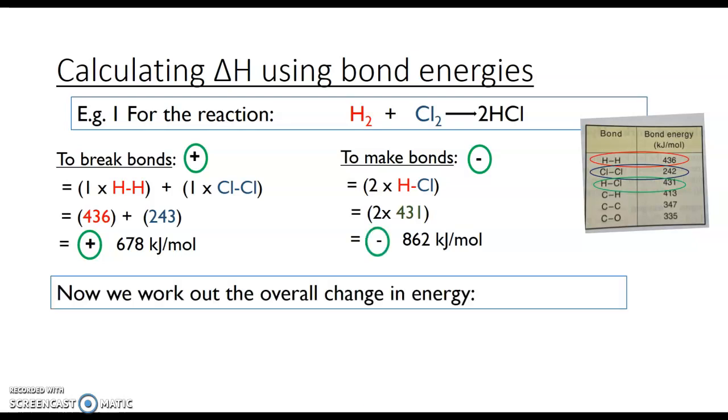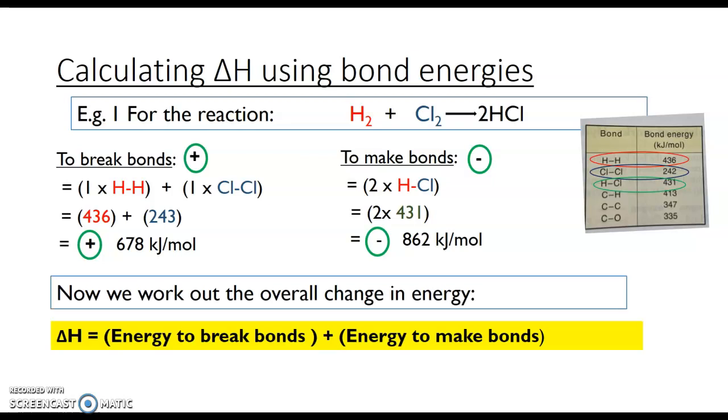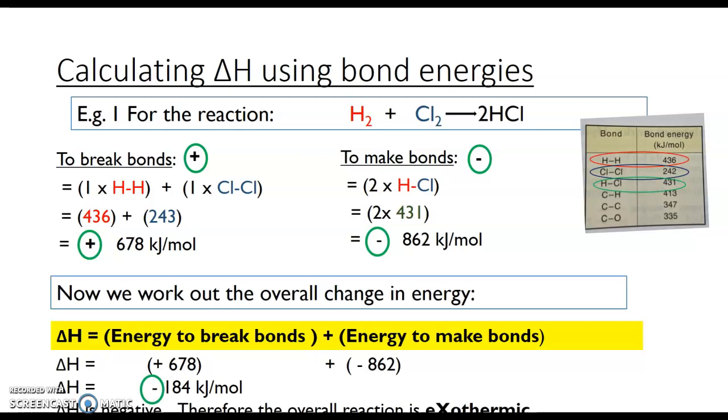Now, to work out the overall energy, I've got to use this formula: the energy to break bonds plus the energy to make bonds. And note the use of the brackets over here. This helps me to make sure I don't make a mess up because of the positive and negative signs. And when I do this calculation, I get an overall energy of minus, because the negative one is bigger, 184 kilojoules per mole. And because it's negative, that tells me that the overall energy of the reaction is exothermic.